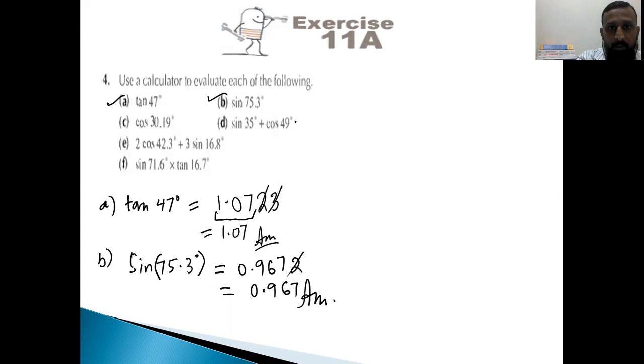Let's do part D now. I'll try to do it in one go by using my calculator. I've pressed sine, a bracket opens, 35. I'll close the bracket. Then I'm going to press a positive sign. Then furthermore, cos, a bracket opens, I'm going to write 49, bracket close. My answer is found to be 1.2296.